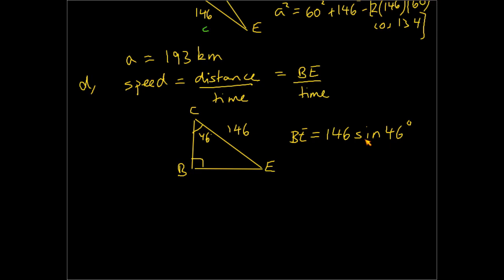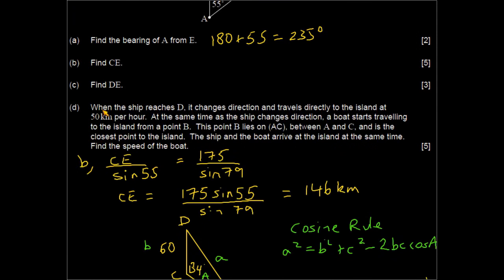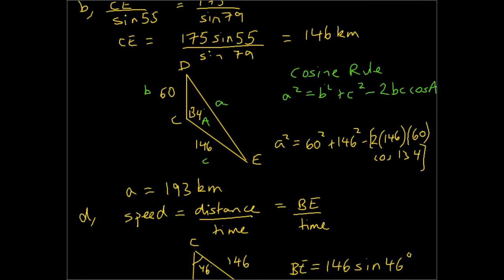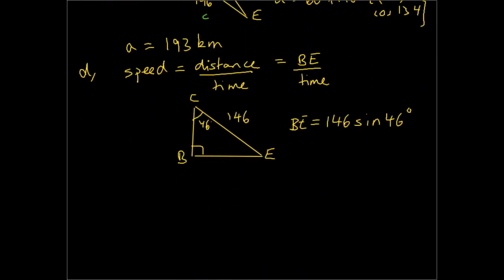Alright, so that's going to give us the distance, and then in order to work out the time, we know that it says when the ship reaches D, it changes direction and travels directly to the island at 50 kilometers per hour. So that's going to go along DE, which we worked out earlier. So we know that the ship is going to travel directly down here. We know that DE is 193 kilometers, and we know it travels at 50 kilometers per hour. So the time is going to be 193 divided by 50. That's because it says the ship and the boat arrive at the same time. So time is going to be 193 kilometers divided by 50 kilometers per hour. That's going to enable us to work out the time, and therefore we can work out the speed.